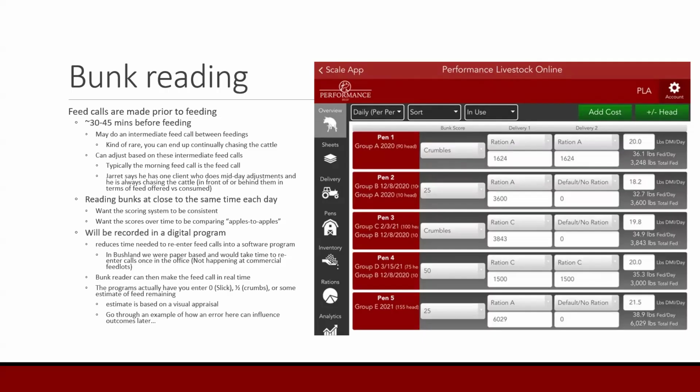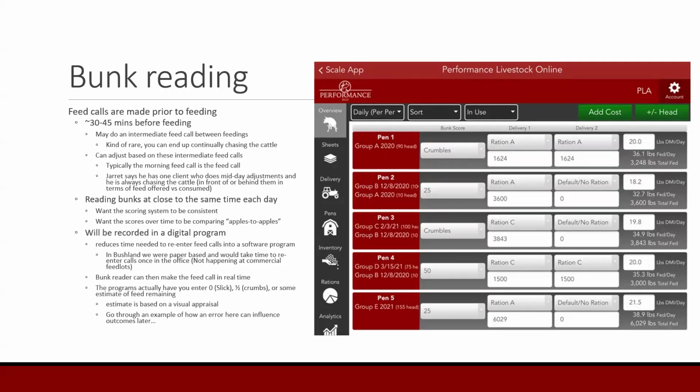Okay. In Bushland, at the research feed yard I worked at, we would make these feed calls on paper, and then we'd go back to the office and make the feed calls prior to feeding. Okay, but we were feeding 350 head as opposed to 50,000, right? So we could do that. The bunk reader can then make the feed calls in real time.